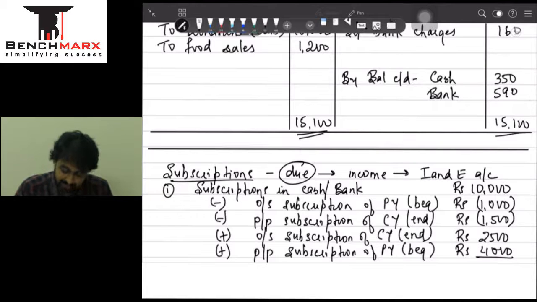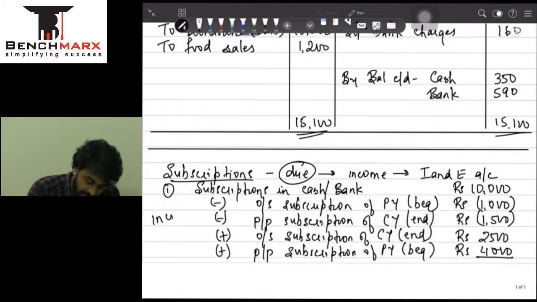And after adding and subtracting all of this, we will actually get whatever number we will get: 10,000 minus 1,000 minus 1,500 plus 2,500 plus 4,000. After all this adding and subtracting, we will actually get something called income due. And this income due is going to enter the income and expenditure account.